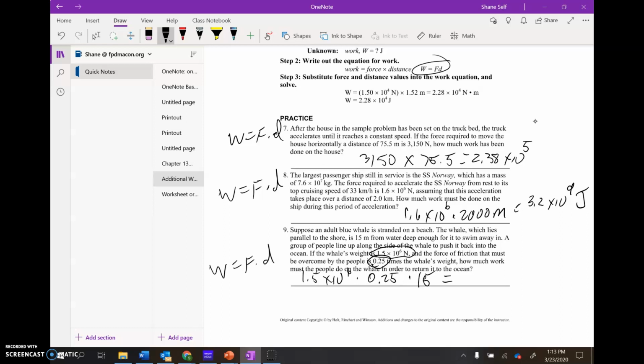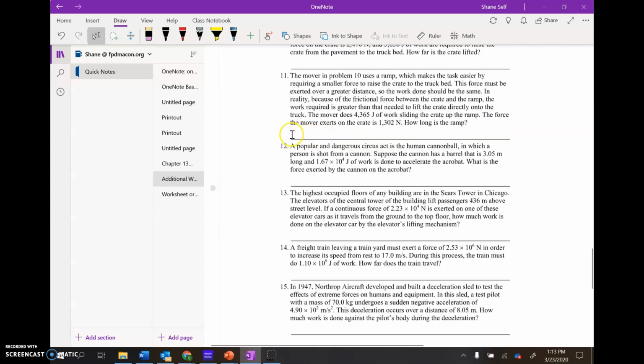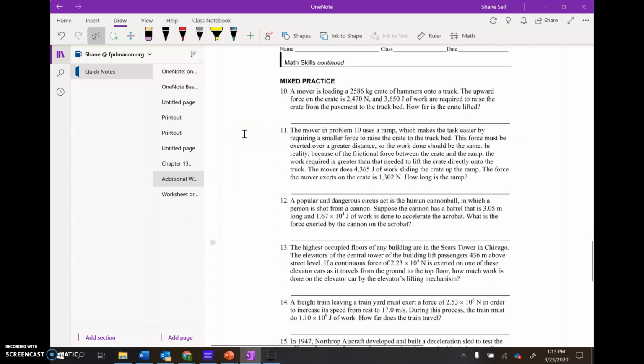All right, 1.5 times 10 to the 6 times 0.25 times 15. As you can see, I'm going to keep looking away. I already have all these worked out. It's 5.6 times 10 to the 6. All right, again, if you want to put that out in not scientific notation, move your decimal point 6 places to the right.